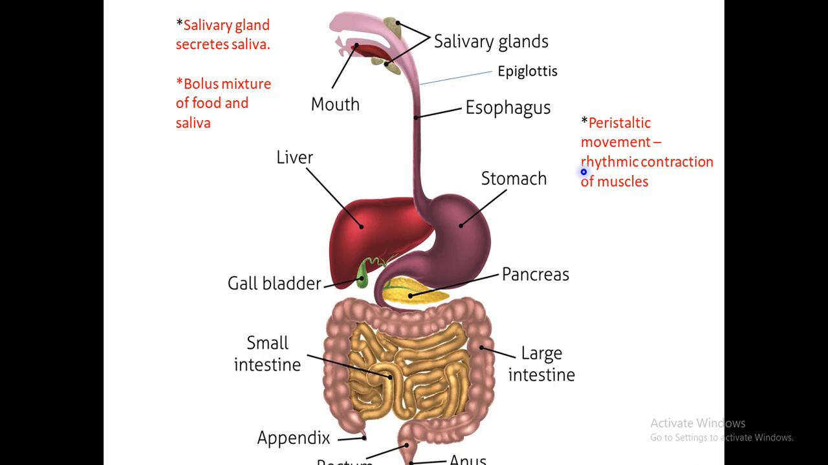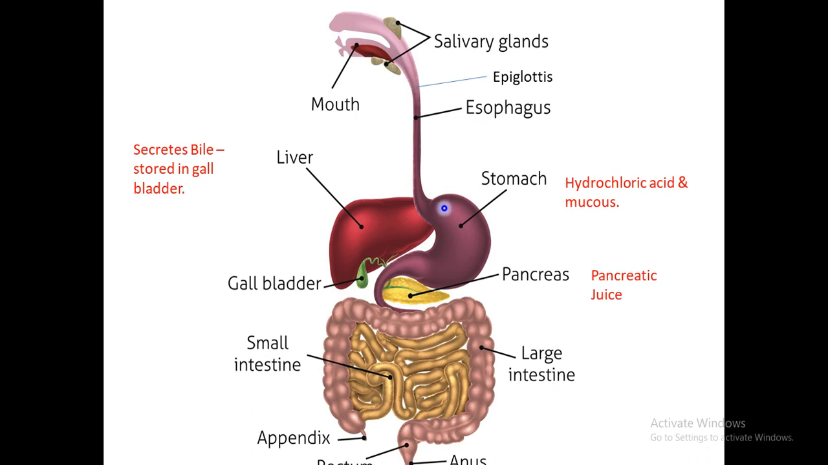Here it is by rhythmic contraction of the muscles. The muscles contract and the food is pushed further. This movement is called as the peristaltic movement. From the esophagus, the food travels and enters into the stomach.